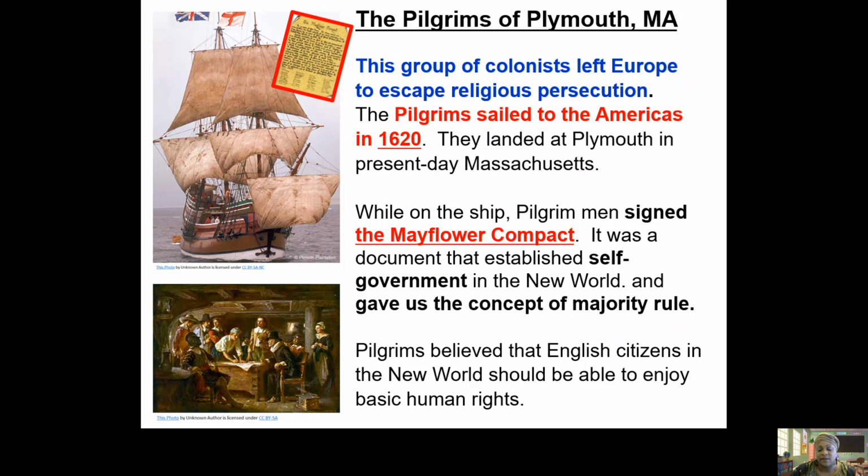From this document, we get the idea of majority rules. That's where people vote, and then the one who has the most votes wins, that's the plan that we work with. So we got this idea of majority rule from the Pilgrims who signed the Mayflower Compact. The Pilgrims believed that as English citizens, they had to be loyal to their king, and they also, in the absence of the king, have to be able to have basic human rights, and they had to have order in their colony so that everyone could survive.